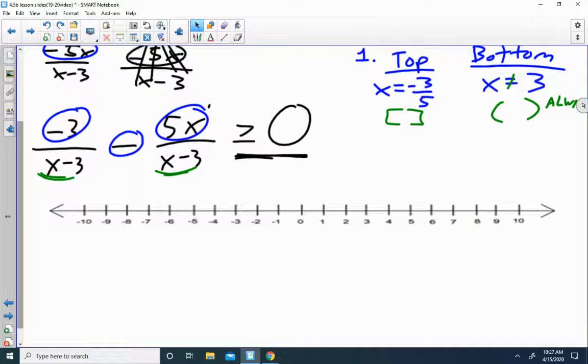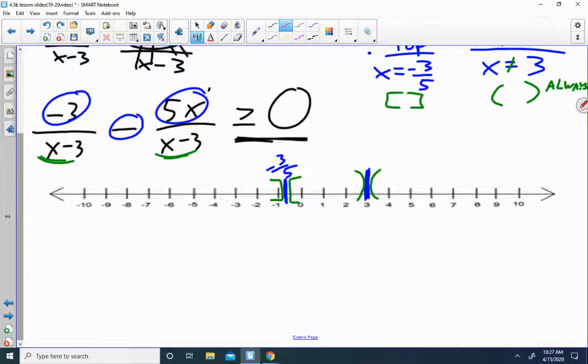Okay, so let's go to the real number line. We're going to have a border at -3/5. It's going to be right about here between 0 and -1. So -3/5, and it's going to have closed brackets. And then the bottom will have a border at +3, so right here, and open parentheses at 3. Okay, so we have our intervals. Looks like we have 3 intervals.